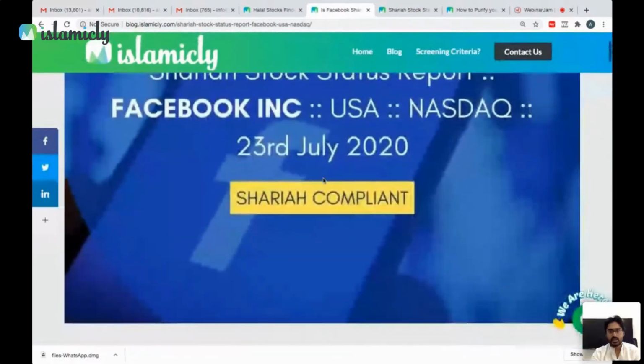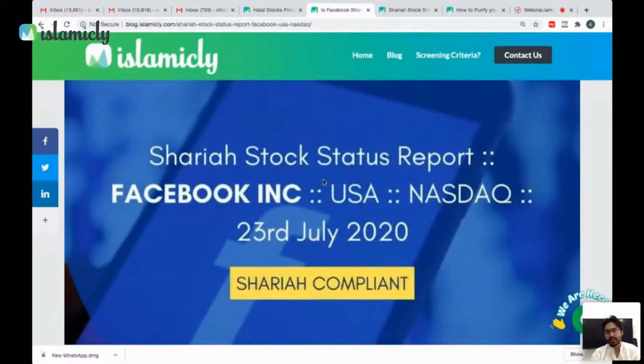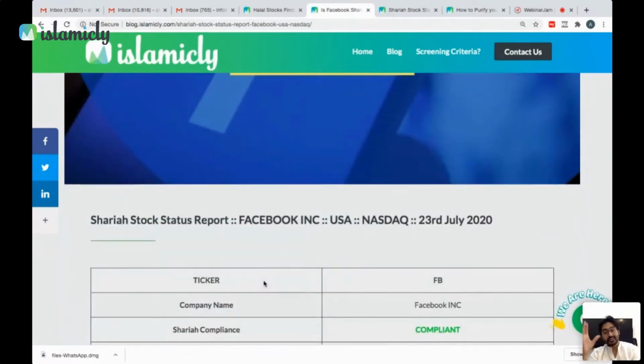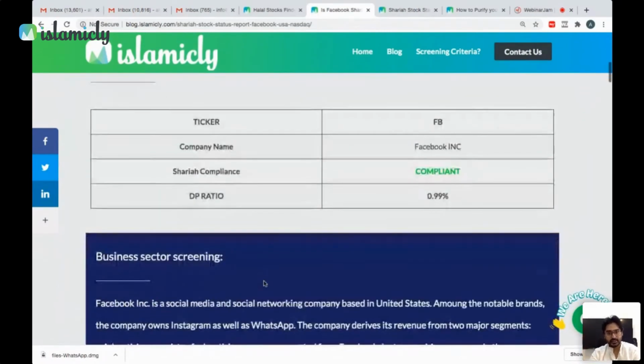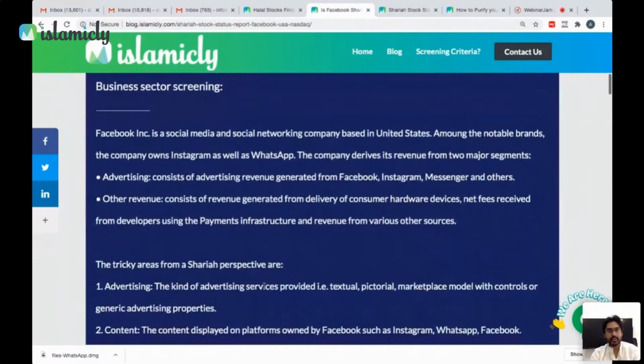Similar stuff. The Facebook report was published by us on 23rd of July 2020, and Facebook is Shariah compliant. Regarding the sector screening, there's a detailed report as well, but let's look at it over here itself. Facebook Inc. is a social media and social networking company based in the United States. Among the notable brands, the company owns Instagram as well as WhatsApp. The company derives its revenue from two major segments. Advertising consists of advertising revenue generated from Facebook, Instagram, Messenger, and others. Other revenue consists of revenue generated from delivery of consumer hardware devices, etc.